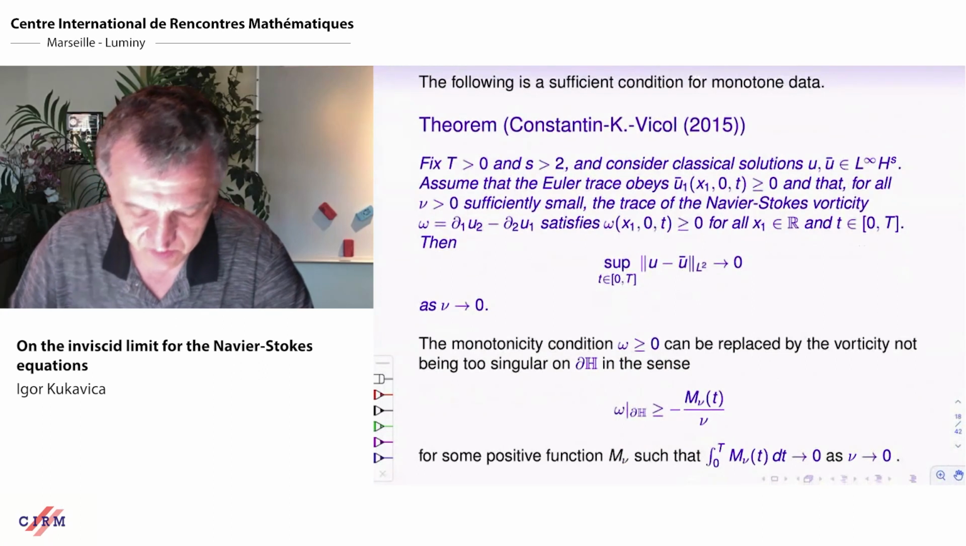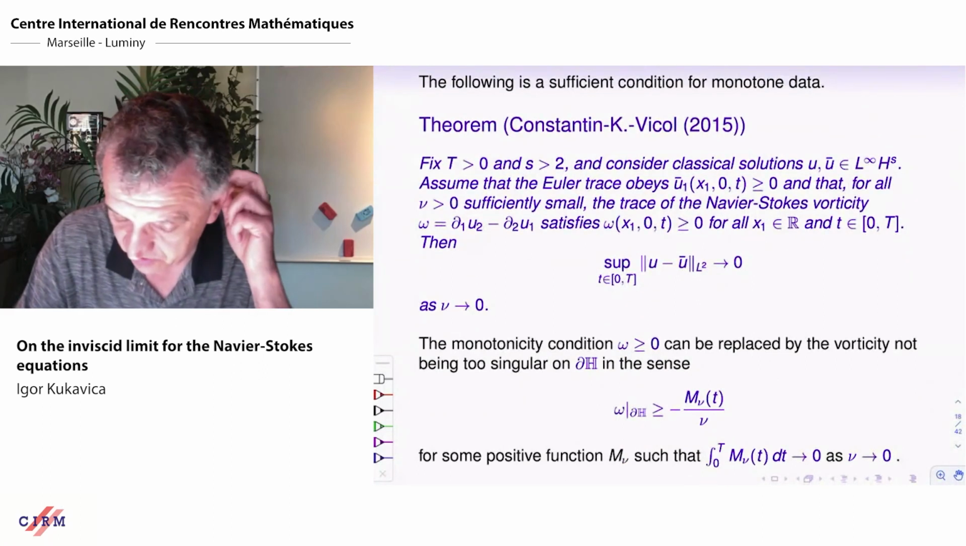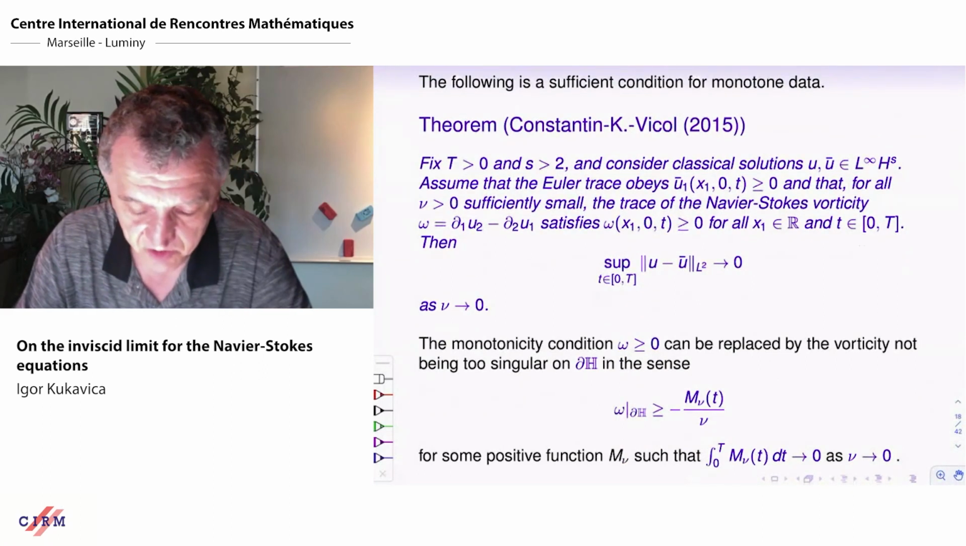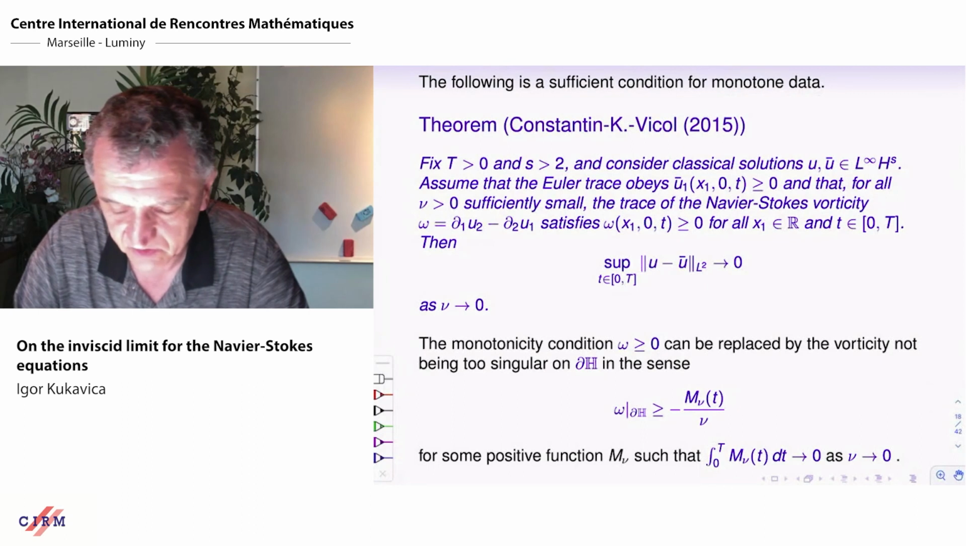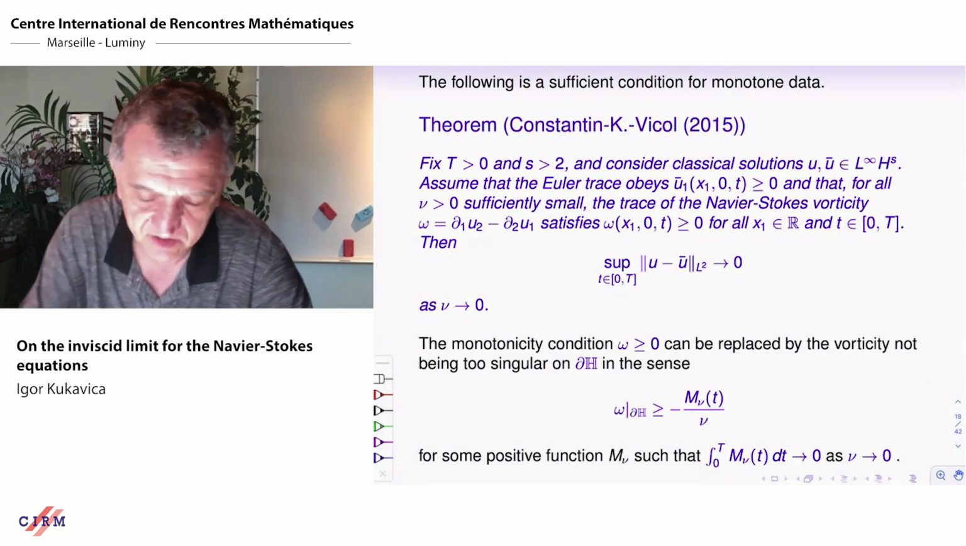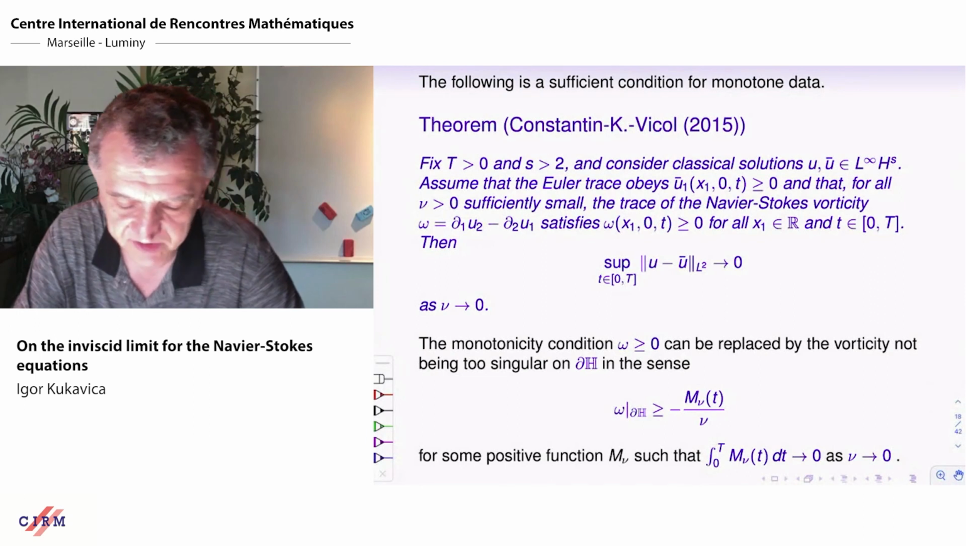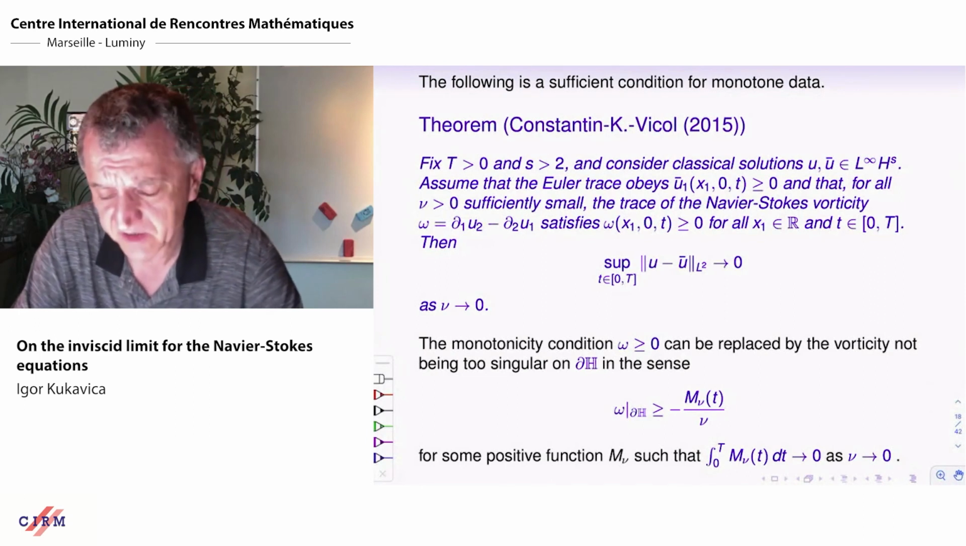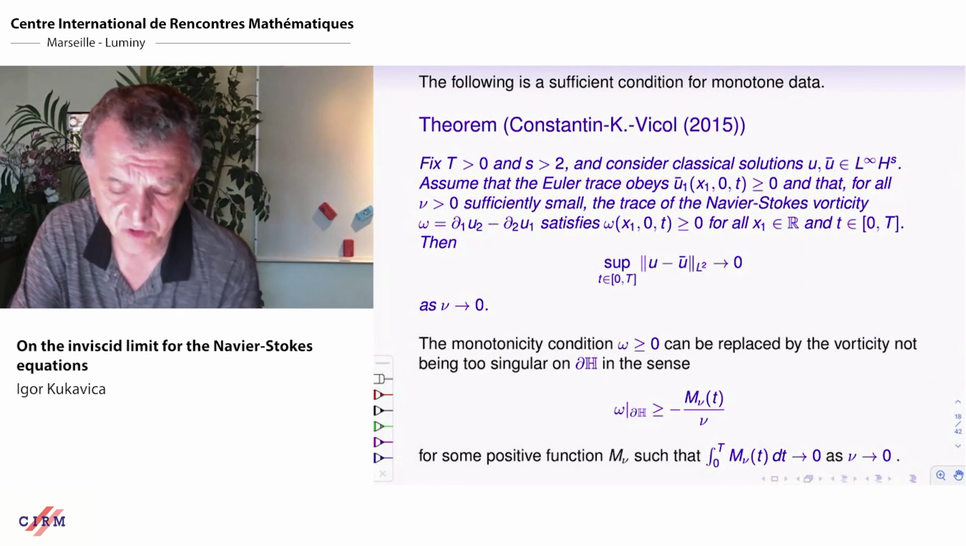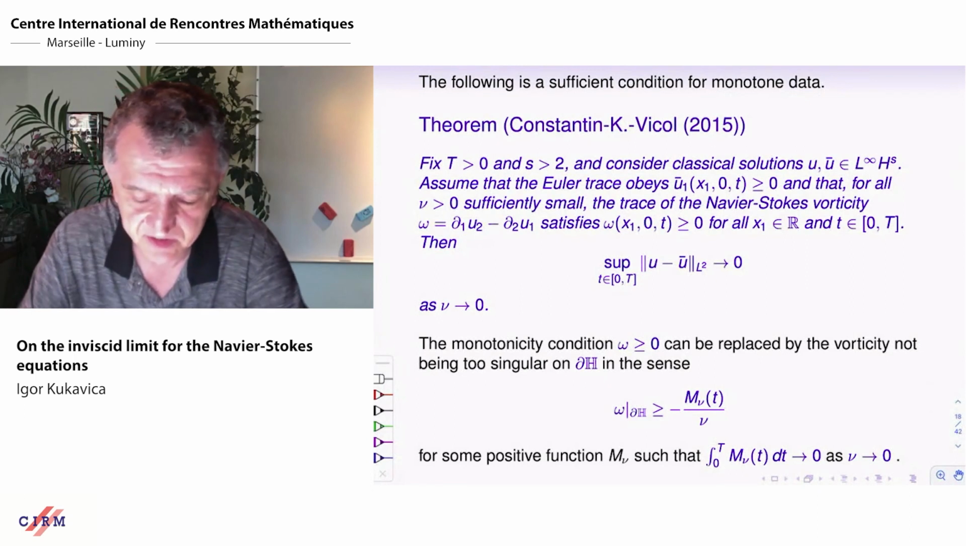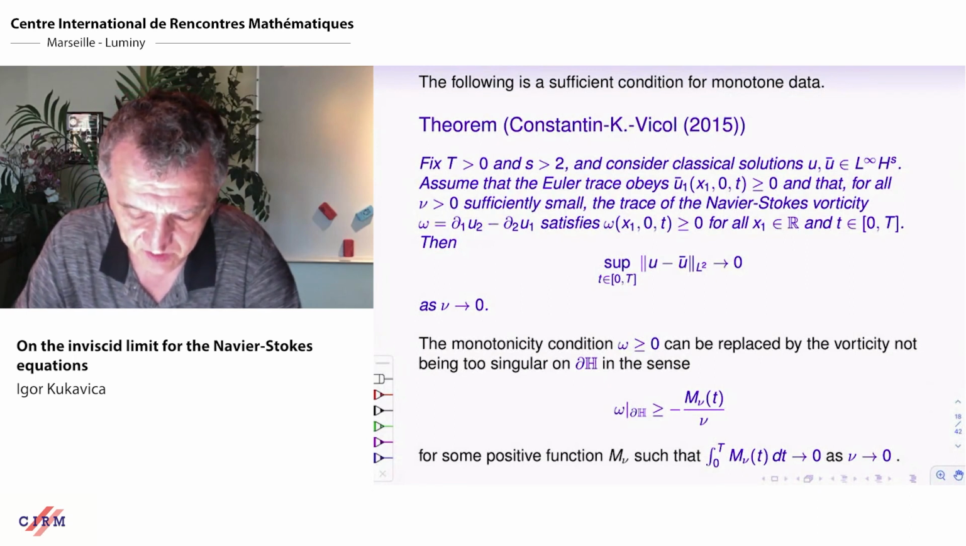All right, here there is also a condition joint with Constantin and Vicol some time ago. For monotone data. So monotone data, maybe it's not a bad class to try to prove the inviscid limit. However, it's also open for the monotone data. It has to do with Prandtl. So Prandtl tends to behave better for monotone data. Yet again, it's an open problem. And our condition was monotonicity of the Euler trace.